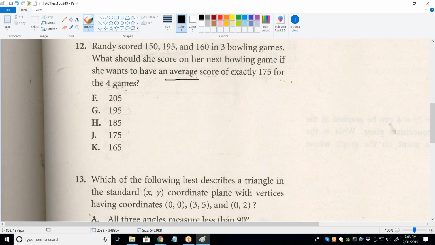When you are dealing with an average problem, this is an average problem, the most important thing you can think about is totals. It's always about totals. It's never about comparing averages. It's always about totals. Just keep that in mind. When you run into an average problem, start thinking totals. So first of all, what's the total of her first 3 games?